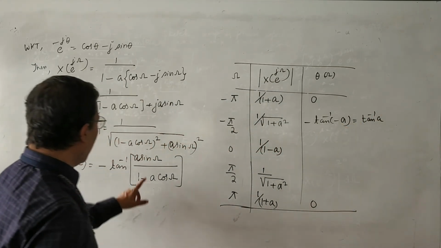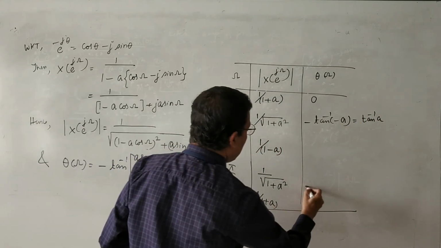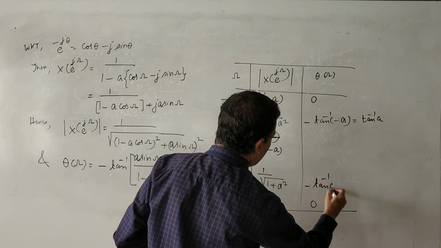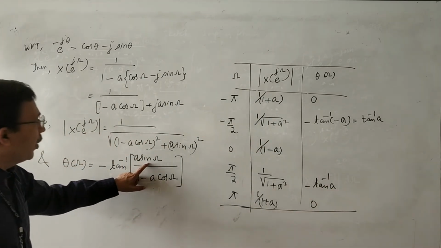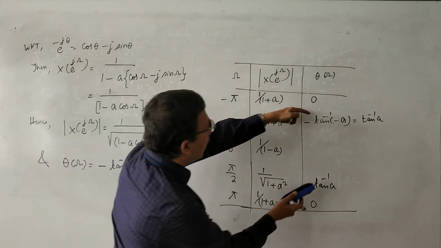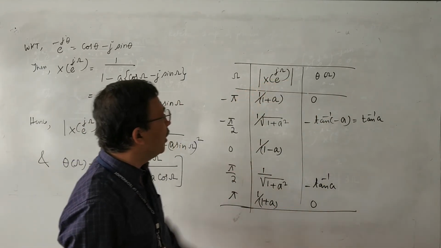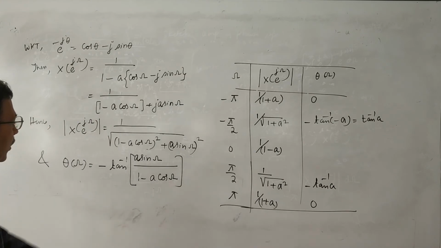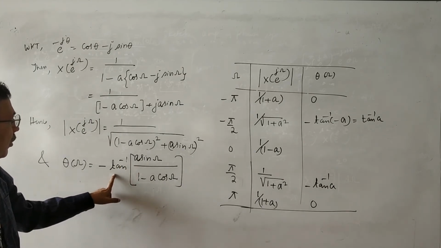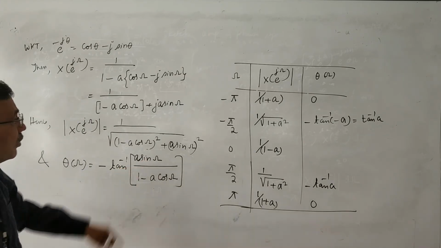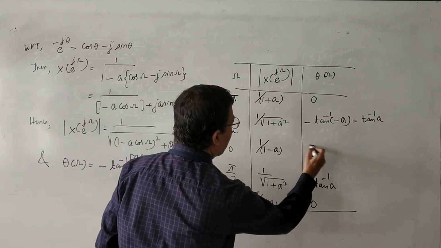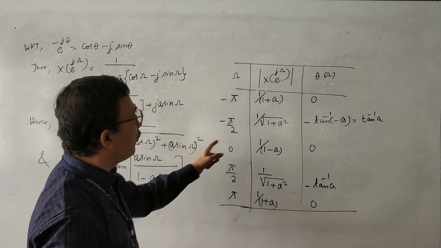When you put omega equal to pi by 2, you get minus tan inverse of a, because sin pi by 2 is 1. These two angles are equal and opposite because theta of omega exhibits odd symmetry. When you put omega equal to 0, you get tan inverse of 0, which is 0. An odd signal should always be 0 at the origin.